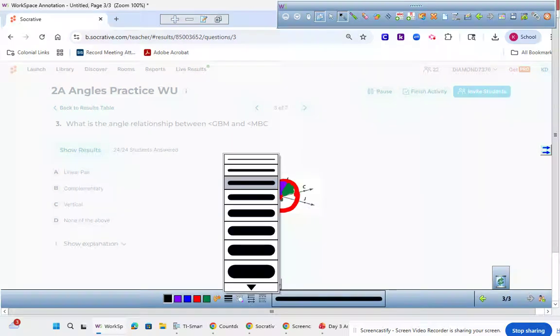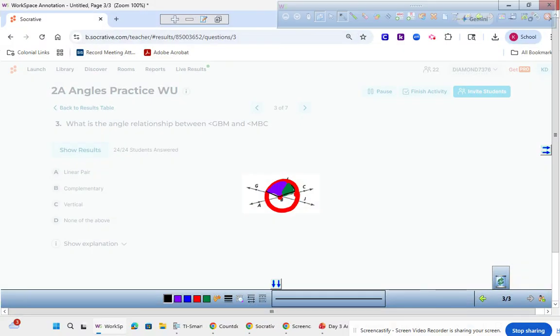Just kind of tracing over it, like just to kind of make the image darker. It's not quite a half circle. It's just missing a little bit. So in order to be a linear pair, it would have needed that little bit more. So this was actually none of these. It's not complementary because I don't see the box. It's not vertical because they're not across from each other, and they're definitely not equal in measure. And then it's not a linear pair because it doesn't make up that semicircle.